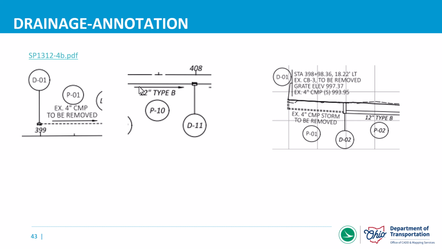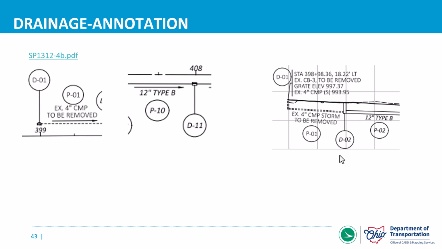So that's for proposed. For existing, it's pretty much the same thing, except you'll see an existing prefix. Instead of a type, it'll be the material because it's existing. And then maybe if you have an existing action, like to be removed, that would also be displayed. You still have the callout, and then same thing for nodes. You have the callout as well. So that's for plan view.